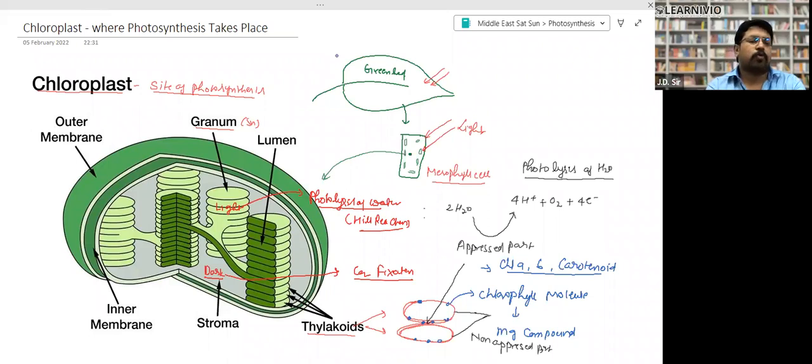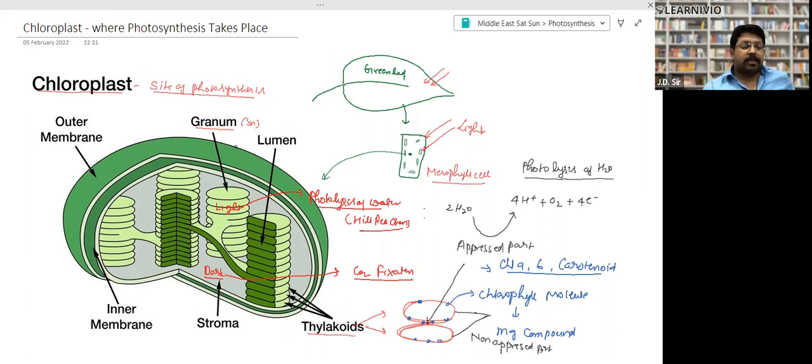This is the structure of chloroplast. We'll again study it in the cell biology part, one more chapter. So chloroplast is the site for photosynthesis, where photosynthesis takes place.